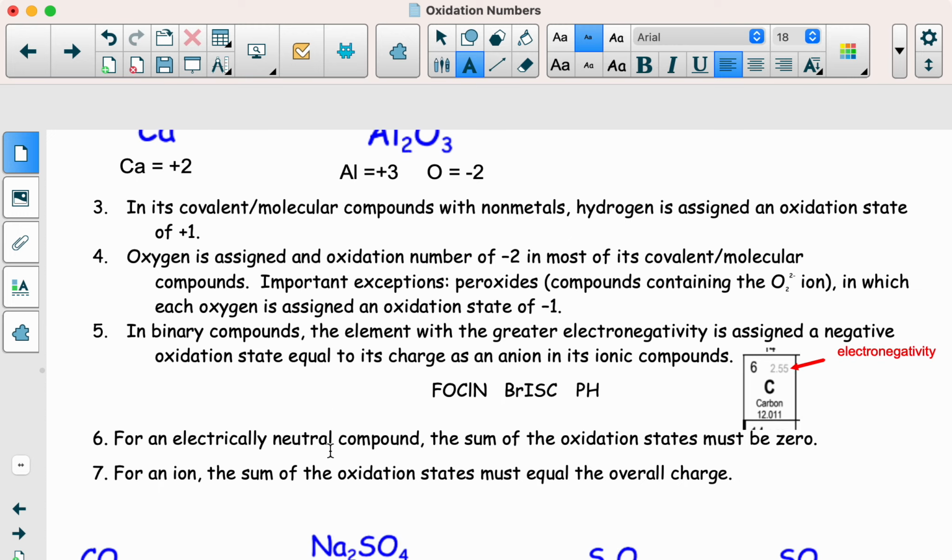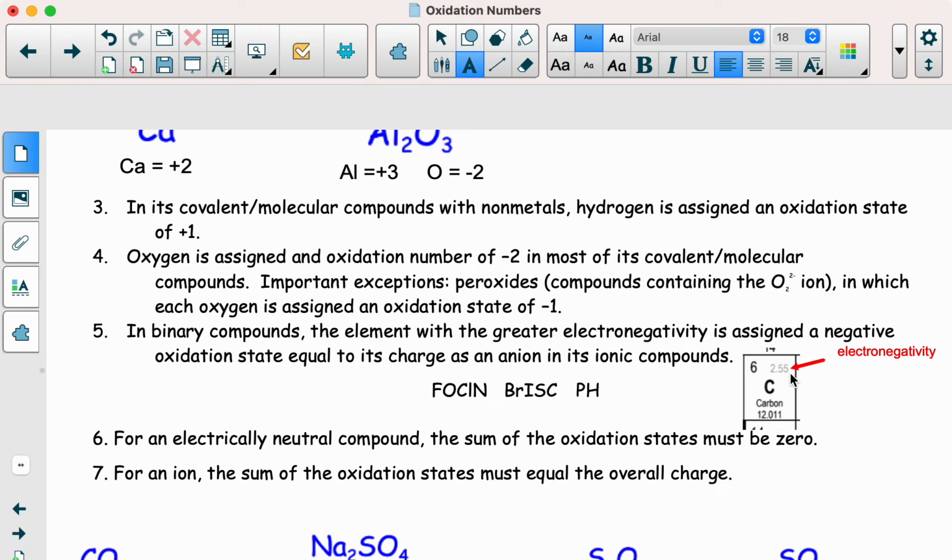Number 5 says that in binary compounds, the element with the greater electronegativity is assigned a negative oxidation state equal to its charge as an anion in its ionic compounds. If you look on your periodic table, you'll see that every element has kind of a dim number up here close to the atomic number. That's the electronegativity. Electronegativity is a measurement of how much a particular element wants to pull electrons close to itself when it's in a covalent bond. And we'll talk more about that in some of our later units.